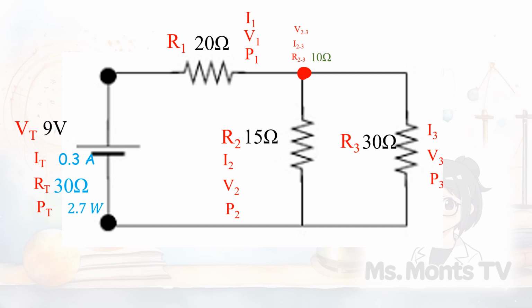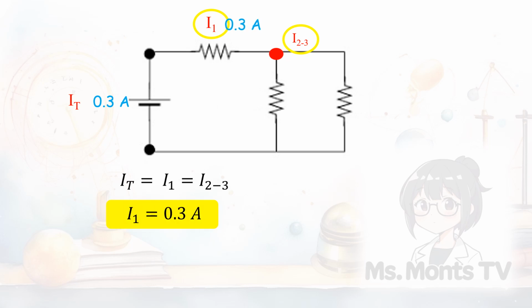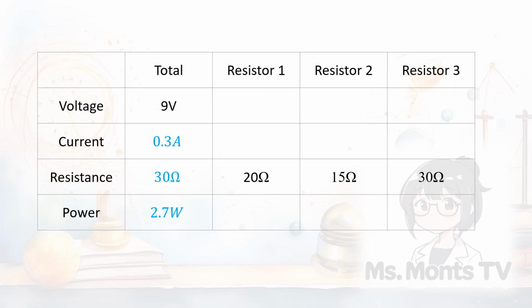So we have now the total current and the total power. Let's find the current 1 and current 2, 3. Okay. So total current, remember, I1 and I23 are in series. It means they are all equal. I total equals I1 equals I23, I1 equals 0.3 ampere, and I23 equals 0.3 ampere. So let's add it to our table. So resistor 1 is 0.3 ampere.